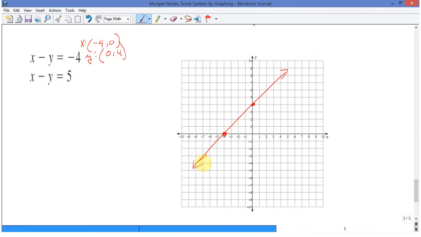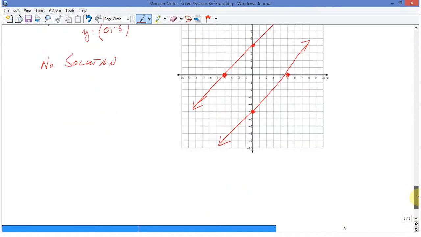Let's do the next one. The x value of the intercept would be equal to 5. The y value of the intercept, setting x equal to 0, would be -5. So x is 5, 0 and y is 0, -5. Not very good lines, but they're parallel. And so this set graphically would be no solution. And that's it.